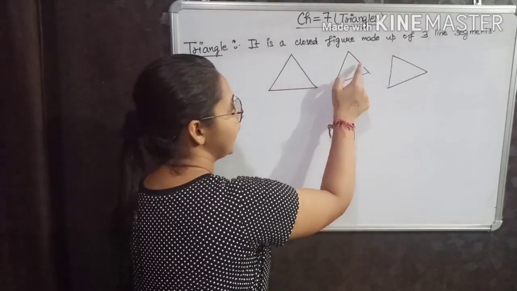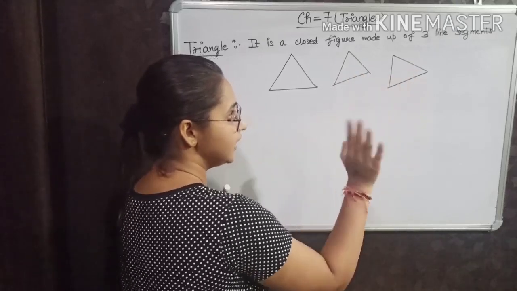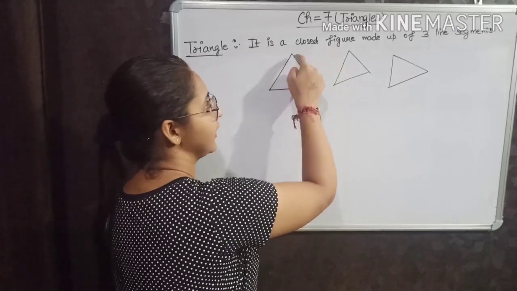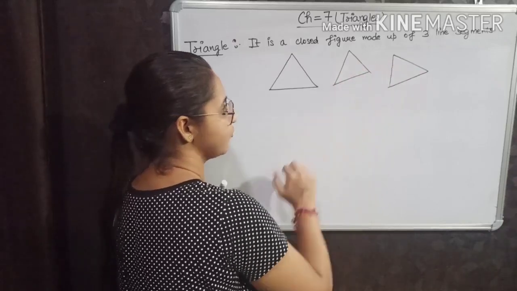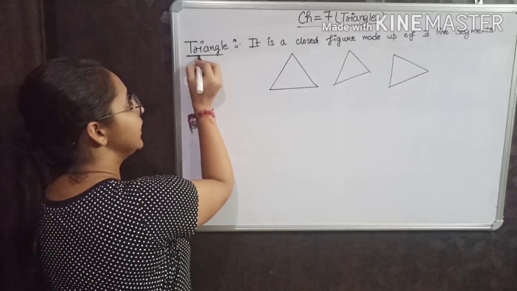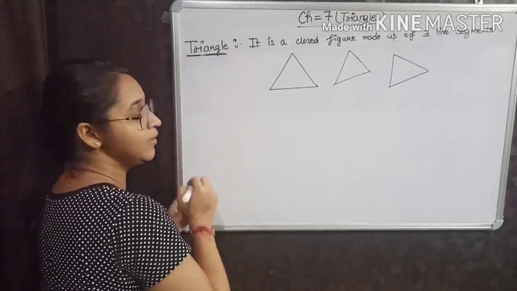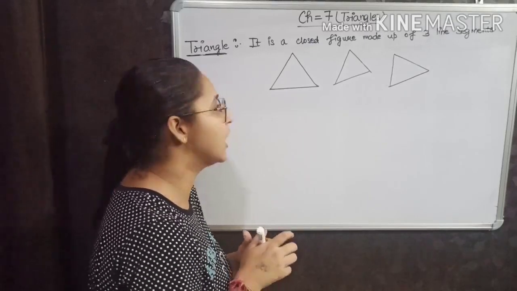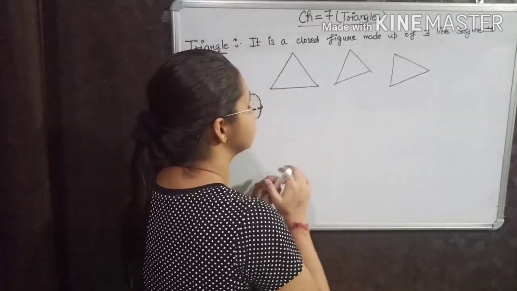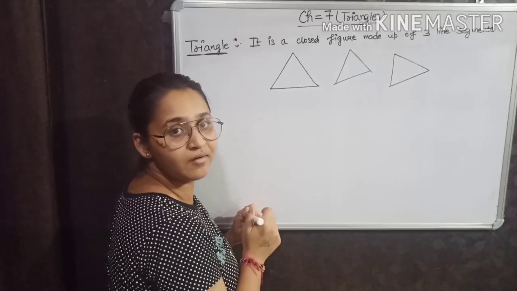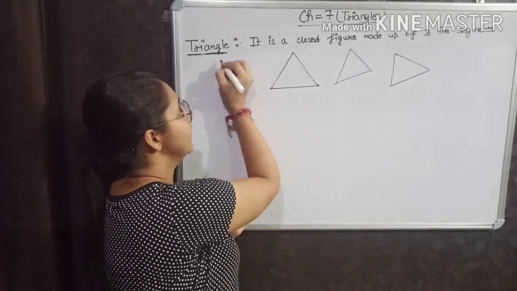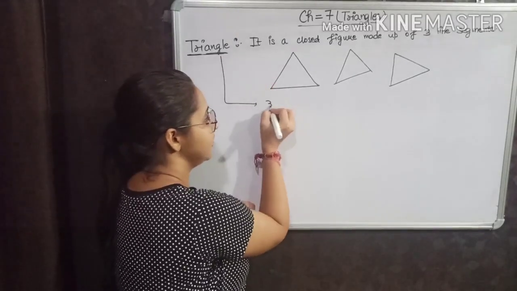1, 2, 3. 3 line segments and a closed figure. It is not open. It is a closed figure. So, tri plus angle. Tri means 3 angles. Now see, in these figures, how many lines are here? 3 lines. So, a triangle has 3 lines.